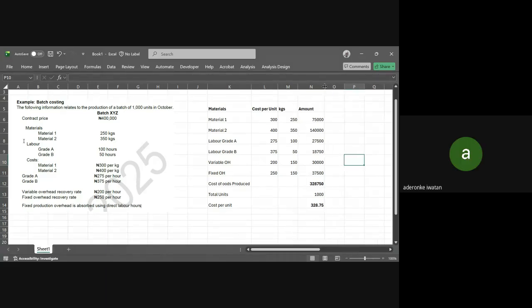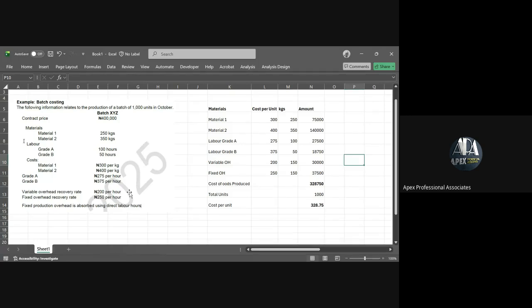Sorry, sir. I missed that variable overhead. How do we get the 150? Yes, they said fixed production overhead is absorbed using direct labor hours. Now, the hours that were used for fixed production overhead is the combination of both grade A and grade B hours.